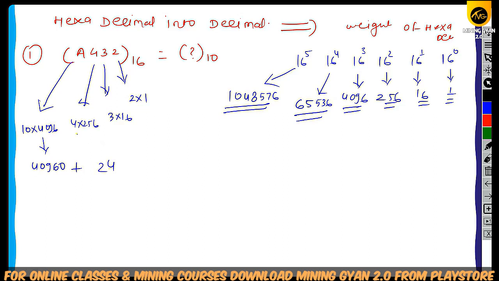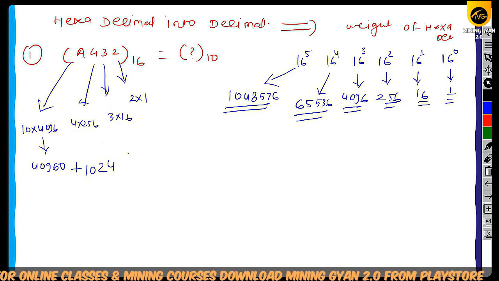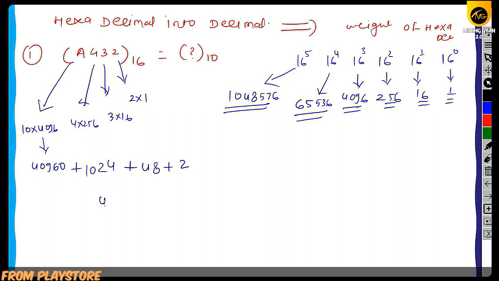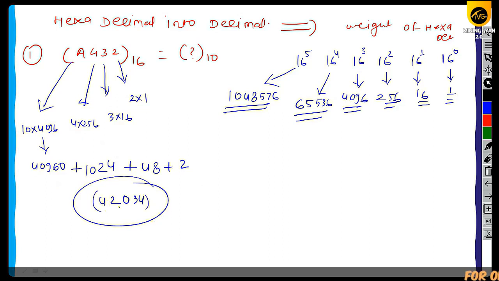So the answer will be 40960 plus 1024 is 41984, plus 48 is 42032, plus 2 is 42034. So 42034 is in the form of base 10, which is decimal form.